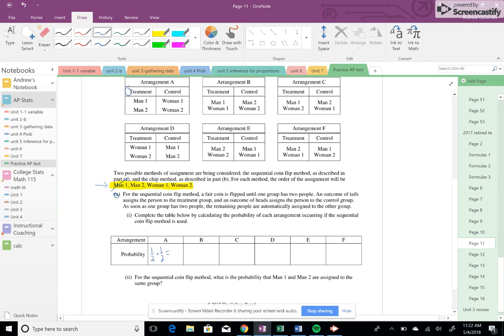After that, woman 1 and woman 2 are going to be assigned to the control group because the treatment group is already full. So the probability of arrangement A happening is 1/2 times 1/2, or 1/4. Start over.